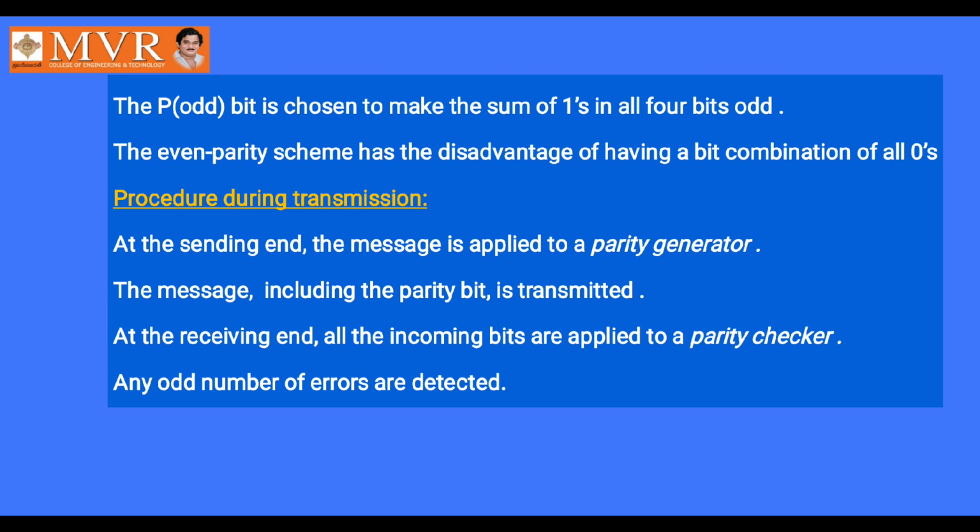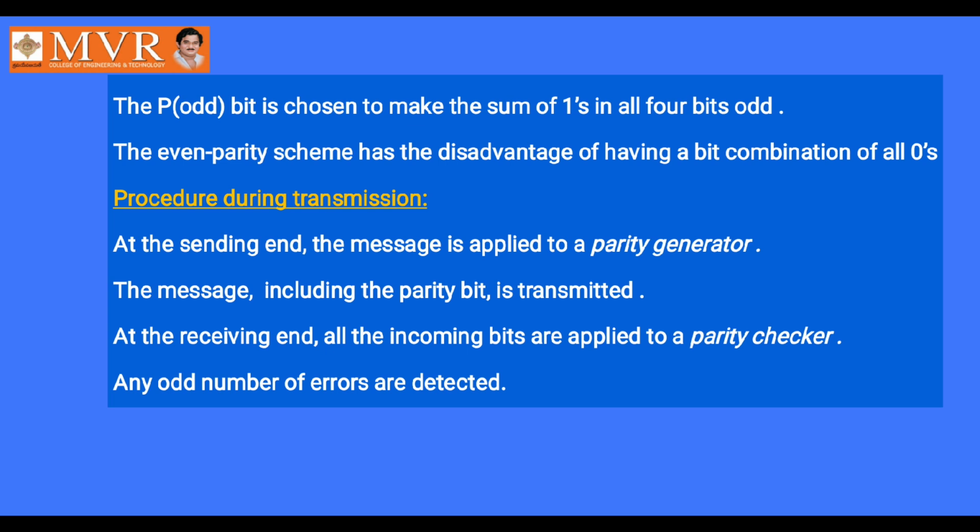The even parity scheme has the disadvantage of having a bit combination of all zeros. So what is the major disadvantage of this even parity is, if the input is 0, 0, 0, 0, there are no ones in that. So adding all the sum of ones and finding out whether it is odd or even, we cannot. That's why there is a disadvantage of this even parity scheme for the input values of all zeros.